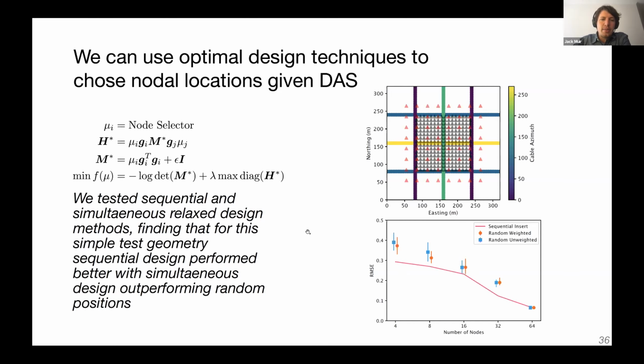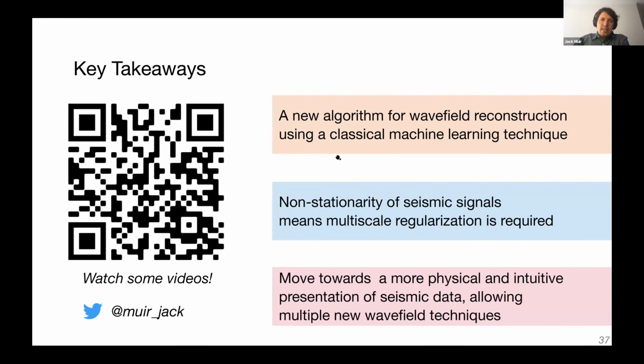understand the wave field. So that's the end of my talk, but some key takeaways that I want people to remember is that what we've talked about here is a new algorithm for wavefield reconstruction using a classical machine learning technique, which is compressive sensing, which enables us to robustly fit the waveform. The key finding here is that non-stationarity of seismic signals means that we need multi-scale regularization with an appropriate preconditioning to penalize the spatial Laplacian correctly.